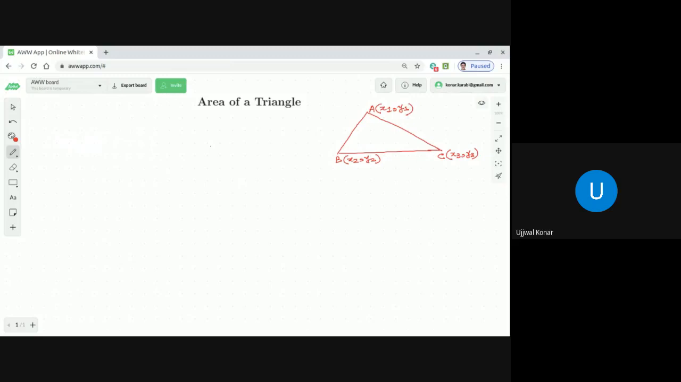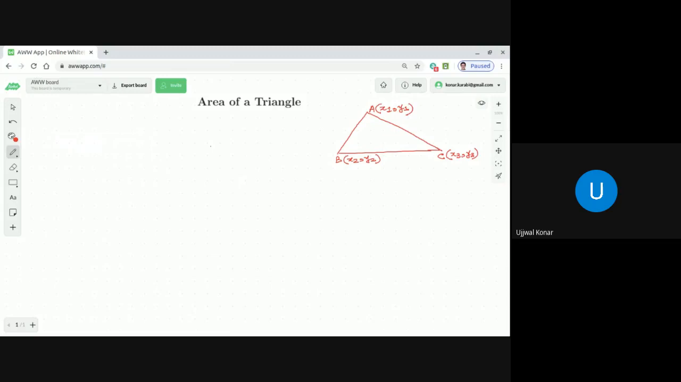Now you can say, sir, it is not a big deal. I can do it because I know the distance formula. You can find the values of AB, BC and CA as you know the coordinates, and then you can find the semi-perimeter and apply Heron's formula. But that will be a little lengthy. So how can we do it efficiently? Because we always discuss how we can achieve some result in an efficient manner.